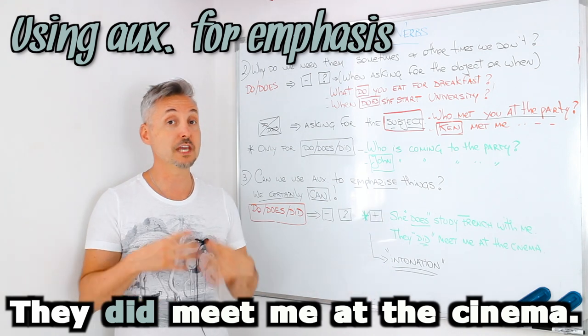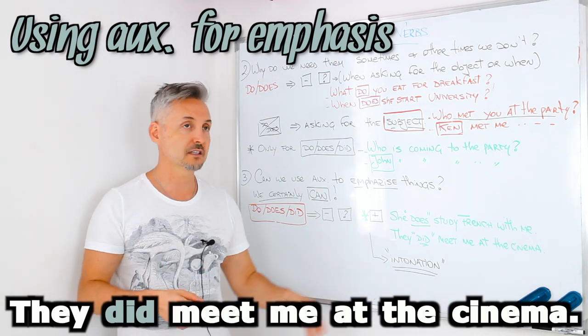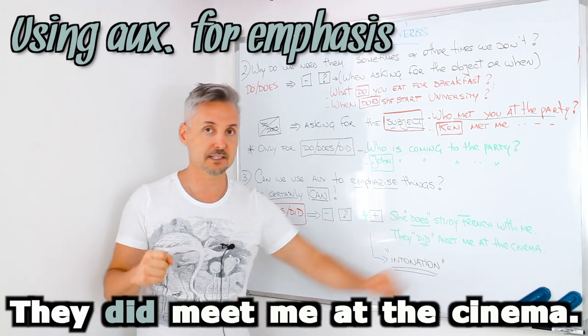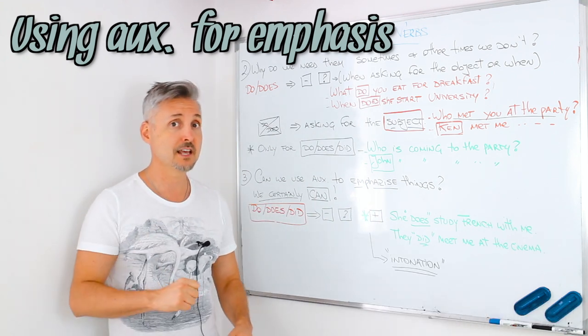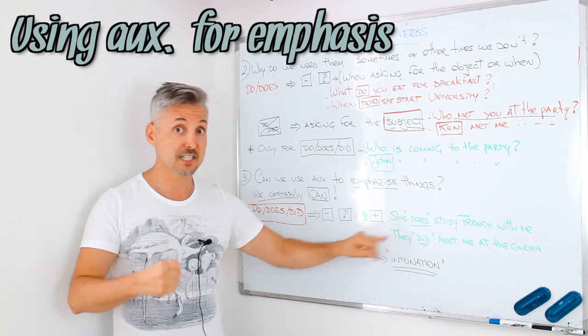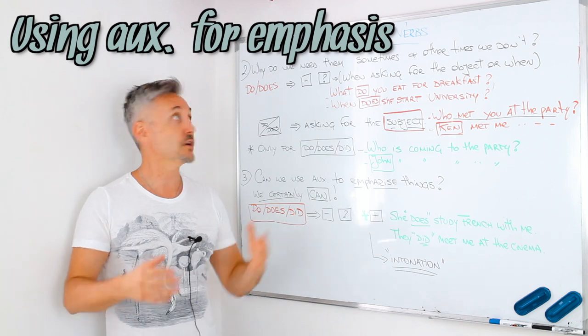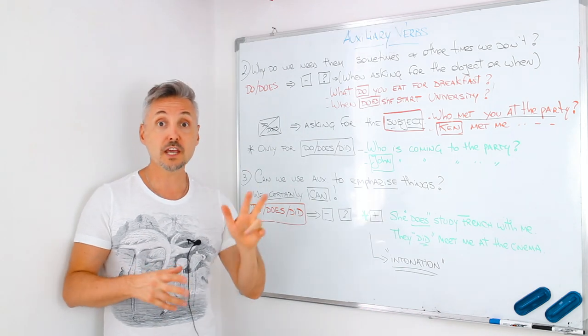And pay attention to the intonation. You cannot say "they did meet me at the cinema." No, "they did meet me at the cinema." They did meet me at the cinema. She does study French, and so on. I'm going to erase this and we're going to look at the other three questions.